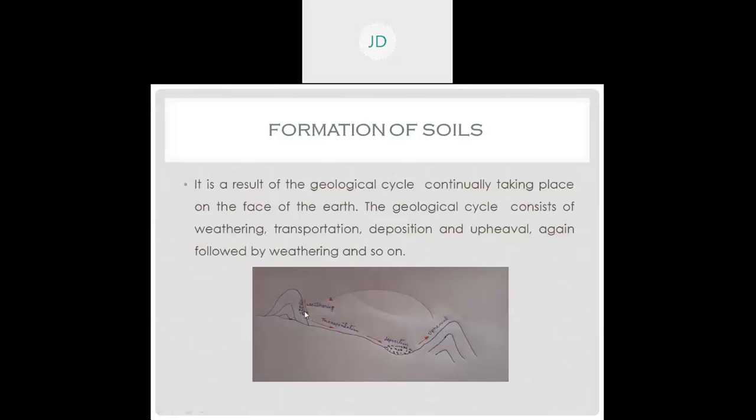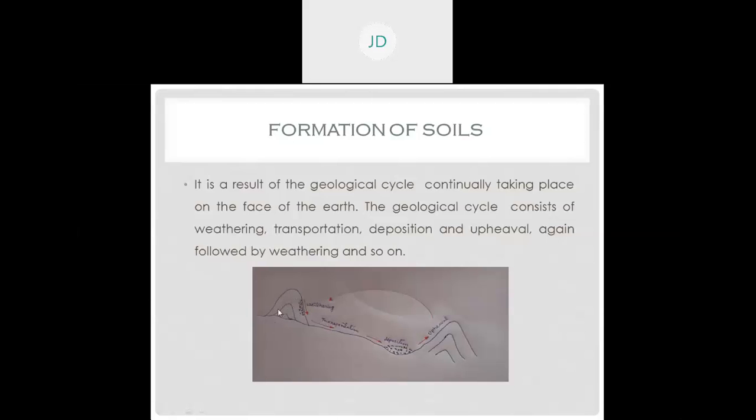Because of that, slowly some rock particles may break down from their original position. Another weathering is chemical weathering. I think you have heard terms like oxidation, carbonation, hydration, or any chemical reaction which occurs between the atmosphere and the minerals present in the rock.